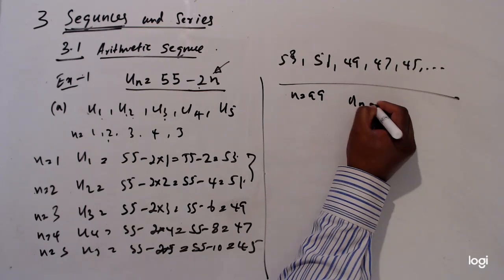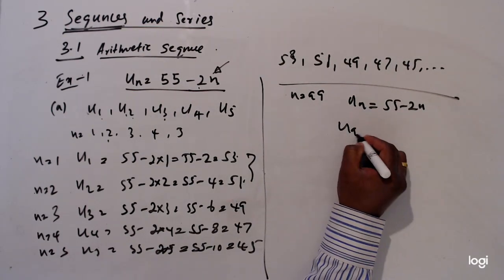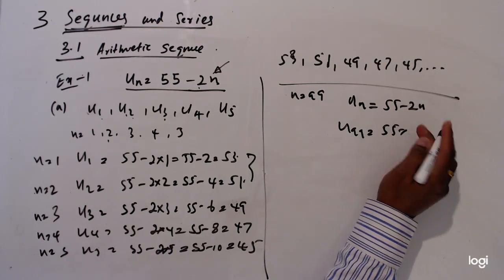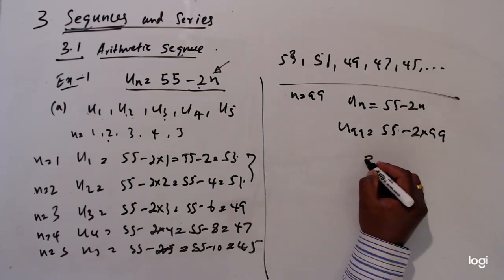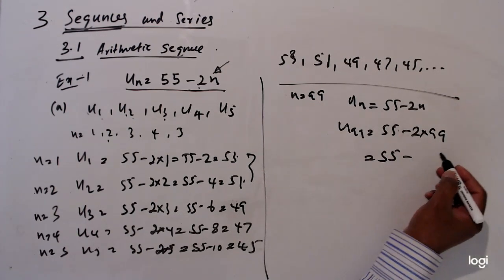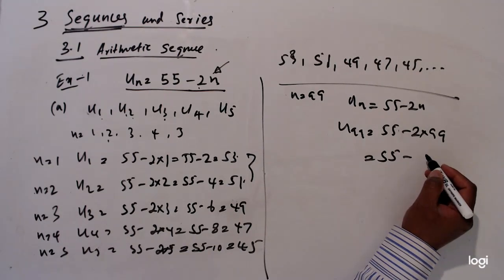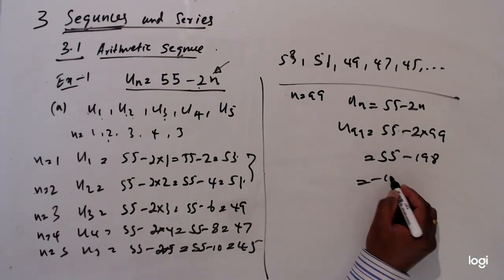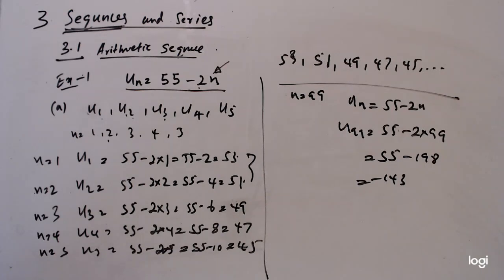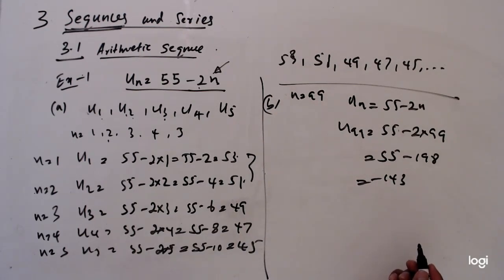So we know that the nth term is 55 minus 2n, then u99 is 55 minus 2 times 99. So 55 minus 198 gives minus 143. So this is part B, the 99th term.